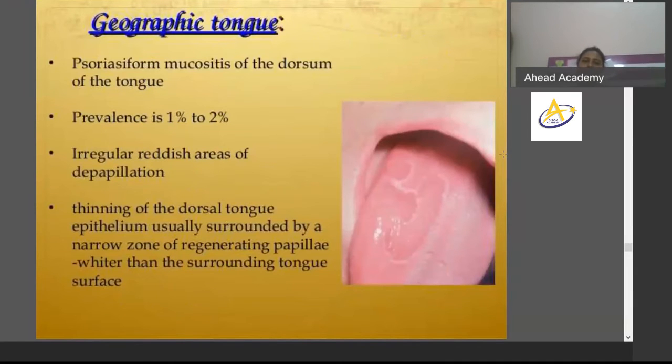Geographic tongue is a psoriasiform mucositis of the dorsum of the tongue. It is prevalent in 1 to 2% cases. Irregular reddish areas of depapillation, thinning of the dorsal tongue epithelium, usually surrounded by a narrow zone of regenerating papilla, and it is more white than the surrounding tongue surface.